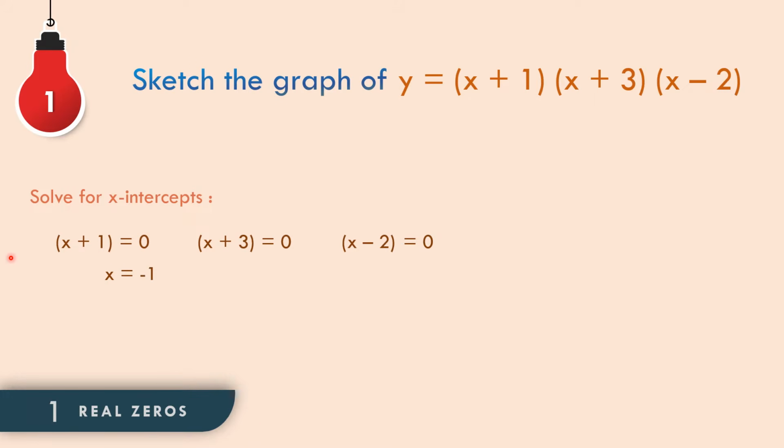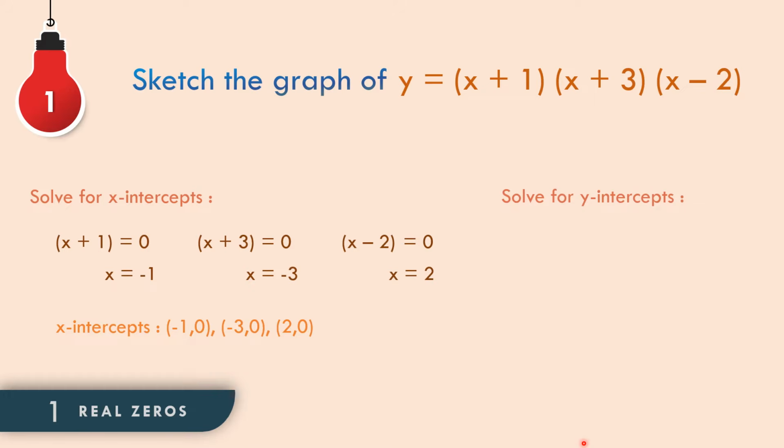So let us try to solve the three values of x. For x plus 1 equals 0, change the sign, that becomes x equals negative 1. For x plus 3 equals 0, x is equal to negative 3. For x minus 2 equals 0, x is equal to positive 2. If these are the zeros, the x-intercepts are negative 1, 0, because our y earlier is equal to 0, then negative 3, 0, and then positive 2, 0.